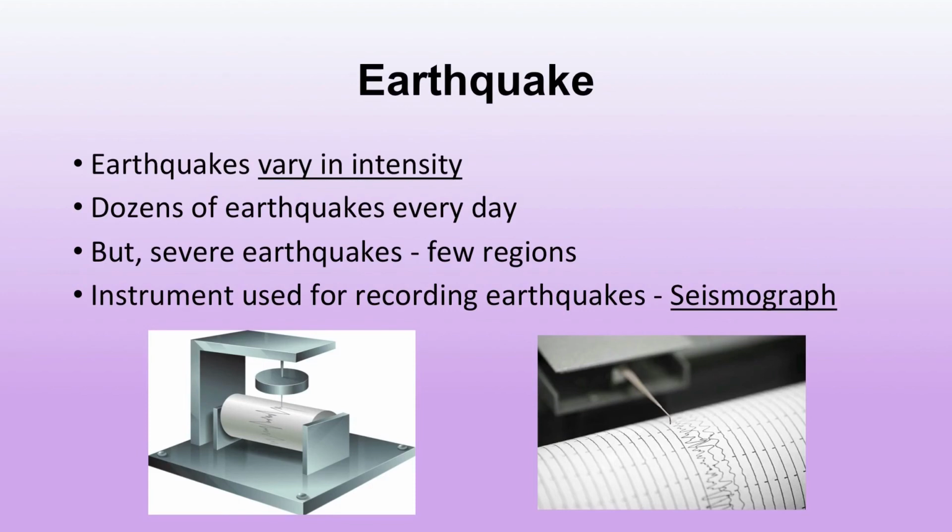Dozens of earthquakes occur every day on the earth's surface. Very mild ones, we might not feel many times. So dozens of them occur every day, but severe earthquakes take place in few regions. The instrument used for recording earthquakes is known as a seismograph. In the picture, you can see a seismograph and how the recording is being done. The needle writes, ink is there, and it forms a wave kind of pattern, and this is the measurement of the earthquake, how intense the earthquake is. So the variation is recorded accordingly with the seismograph.